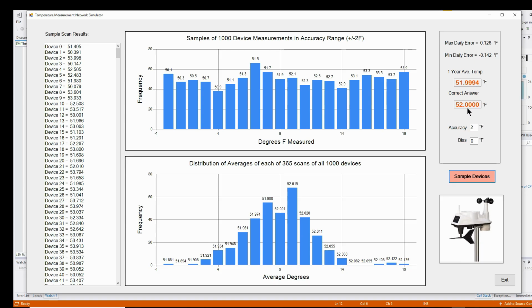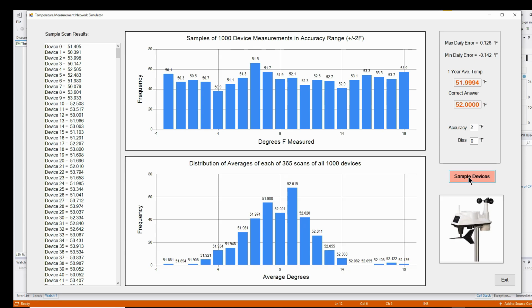The difference is 0.0006 degrees Fahrenheit. So I'm using some inaccurate devices under the assumption that they are uniformly random, which is a big assumption and may not be legitimate. But at least to prove this theory, if you use uniformly random numbers, you can get a very accurate number.